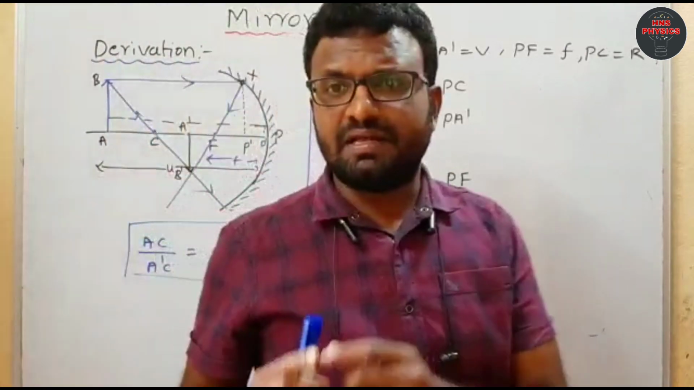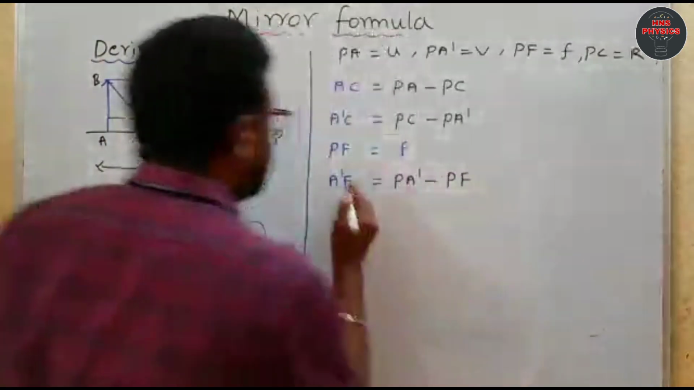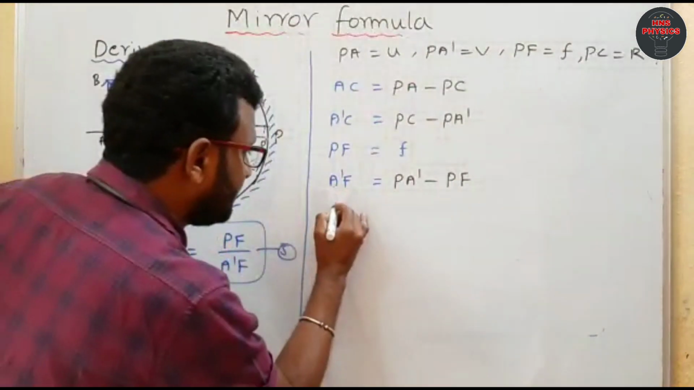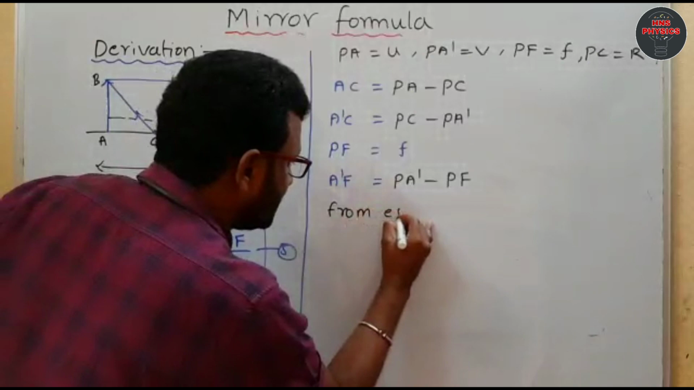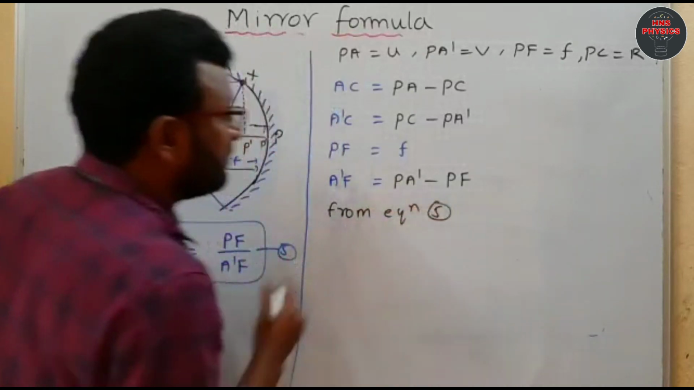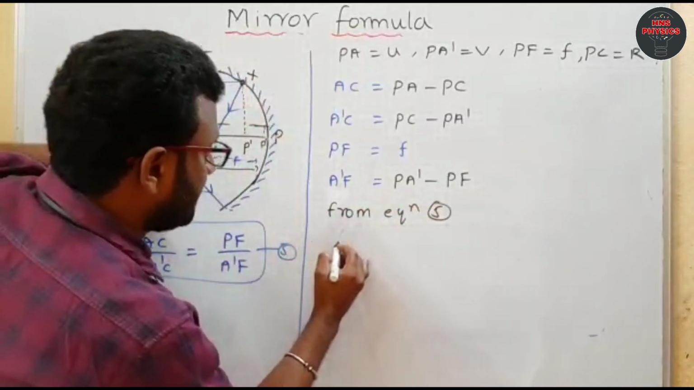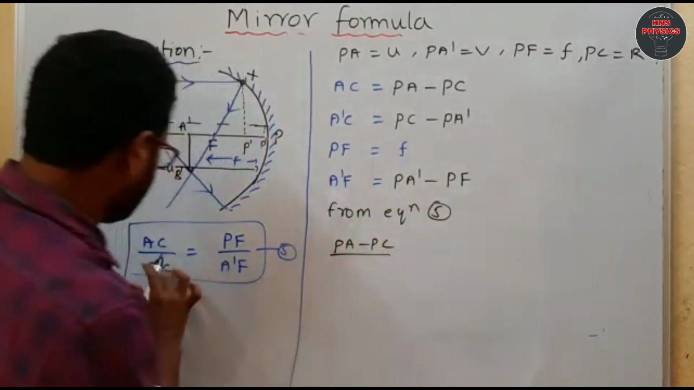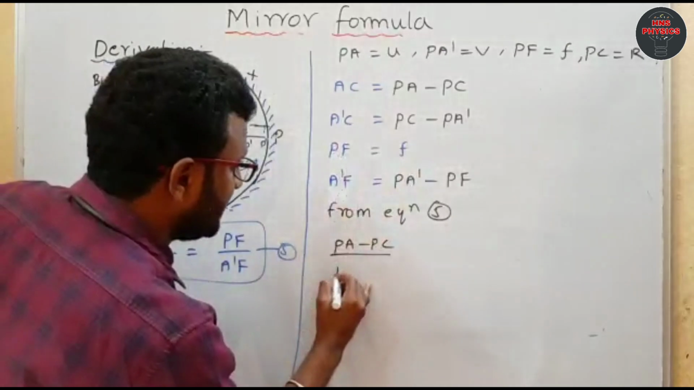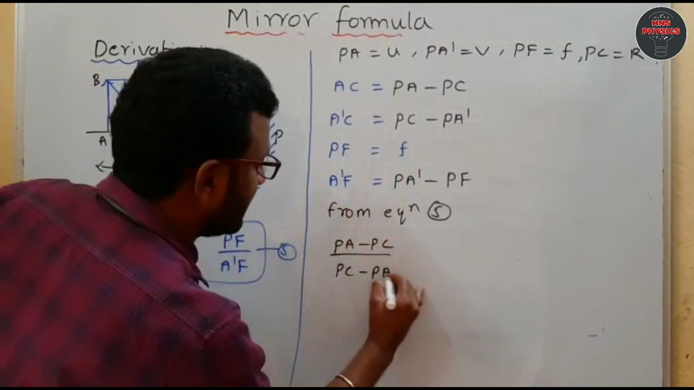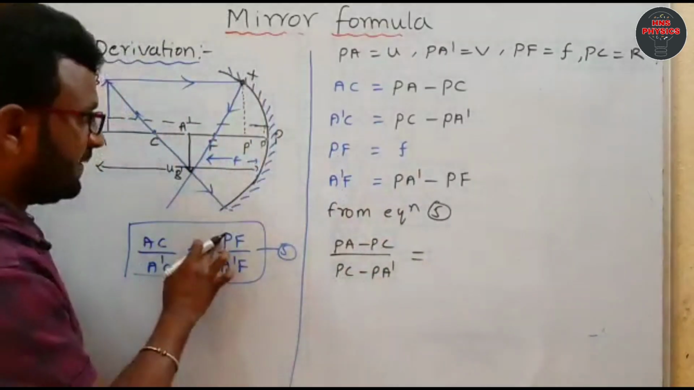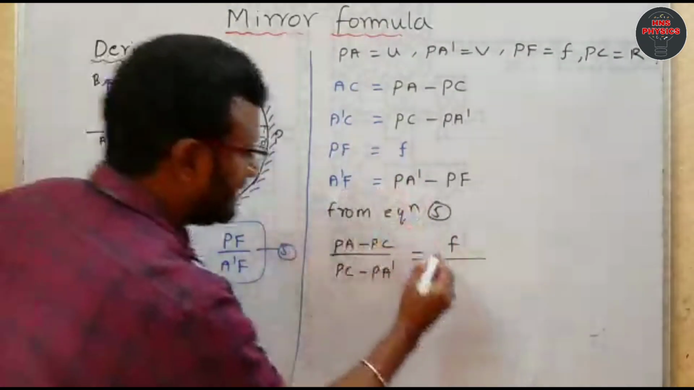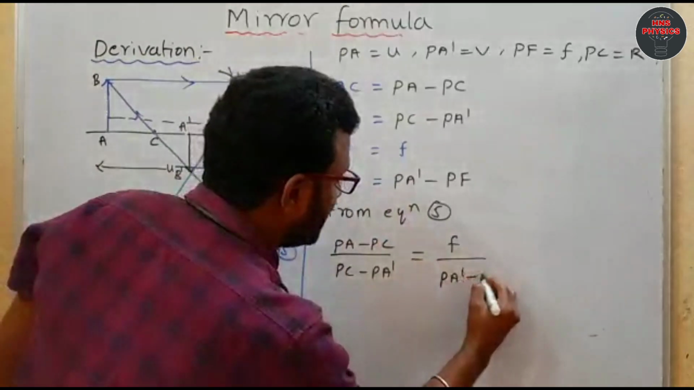Then again you can write that equation 5. So in place of AC you can write PA from equation 5. So AC, that means PA minus PC, by A dash C, that means PC minus PA dash, equals PF, that means F, by A dash F, which is nothing but PA dash minus PF.